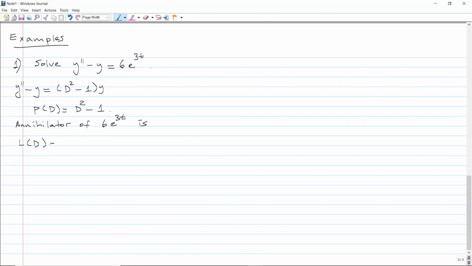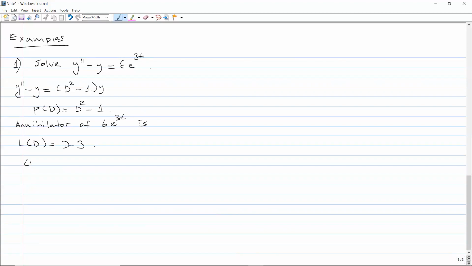6 is just a constant. We don't have to worry about the constant. The function e to the 3t, the coefficient of t is 3, so that means it comes from the homogeneous equation where the root of the characteristic equation is 3. Or you can look at our table from the previous video, or just think about it. Derivative of e to the 3t is 3 times the function. So from the first derivative, we need to subtract 3 times the function to get 0. So the annihilator of 6 times e to the 3t is D minus 3.